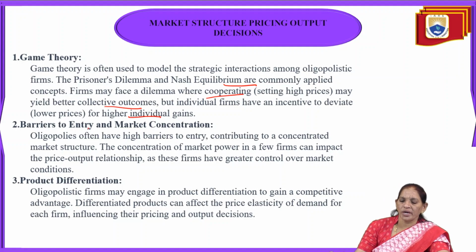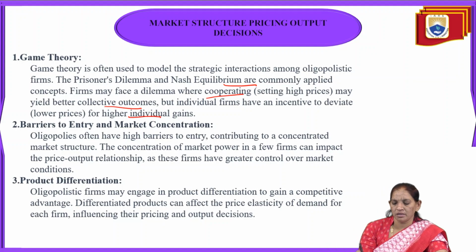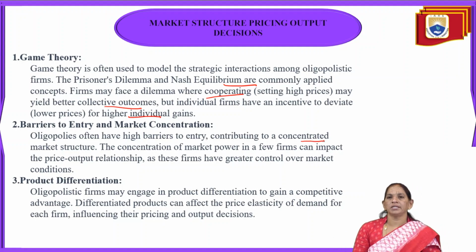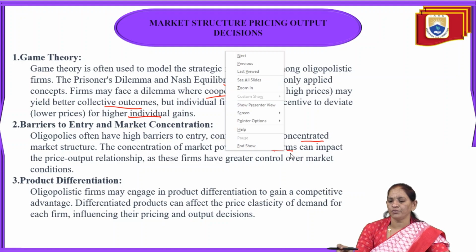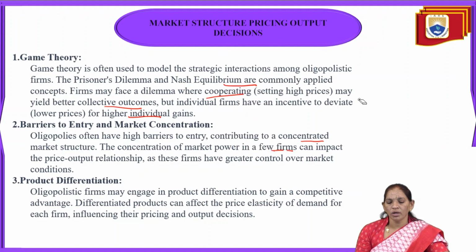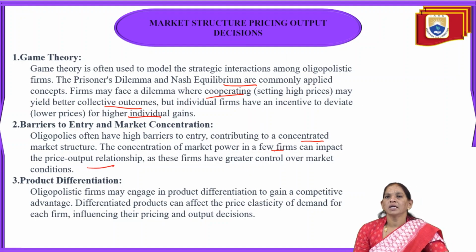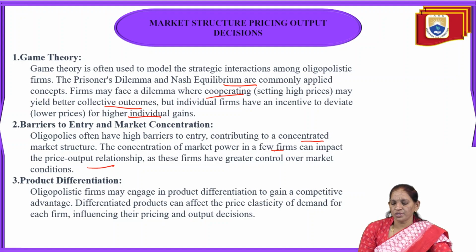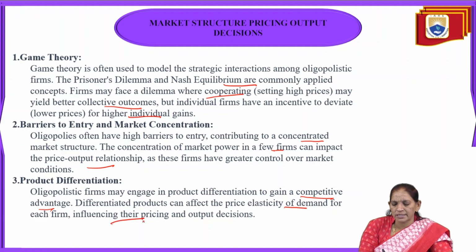Next, barriers to entry and market concentration. Oligopoly often has high barriers to entry, which concentrate the market structure. The concentration of this market structure in a few firms gives them a lot of impact upon the price and output relationship, where the firms have greater control over market conditions. Product differentiation is used to gain competitive advantage. Differentiated products can affect the price elasticity of demand for each firm, where they influence prices and output decisions.